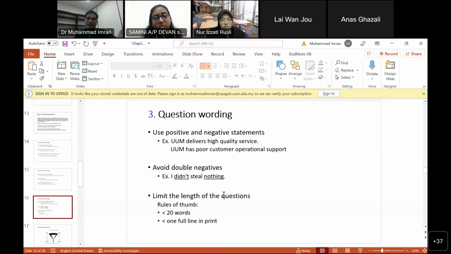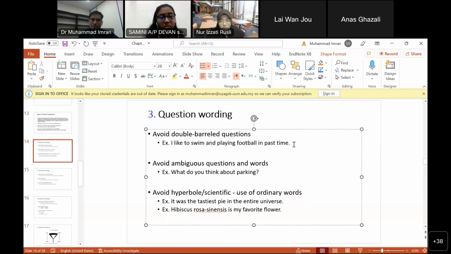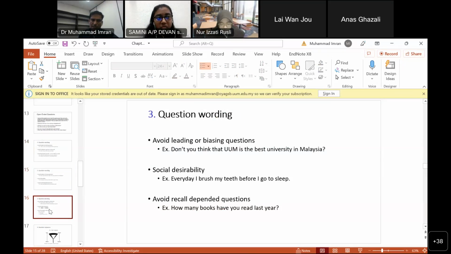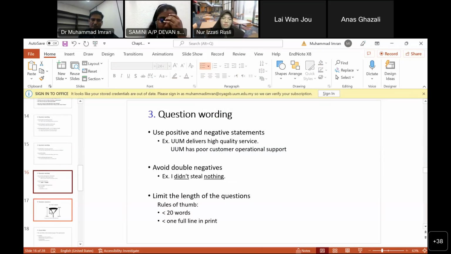Some of this information you can carry, but you will not practice it at this stage. Just for your information, you must know about these things. We are not going to develop a questionnaire now, but if we develop one, we must follow these rules. When you adopt a question, you must see these things. Avoid double-barreled questions; you cannot ask more than one question in one sentence.